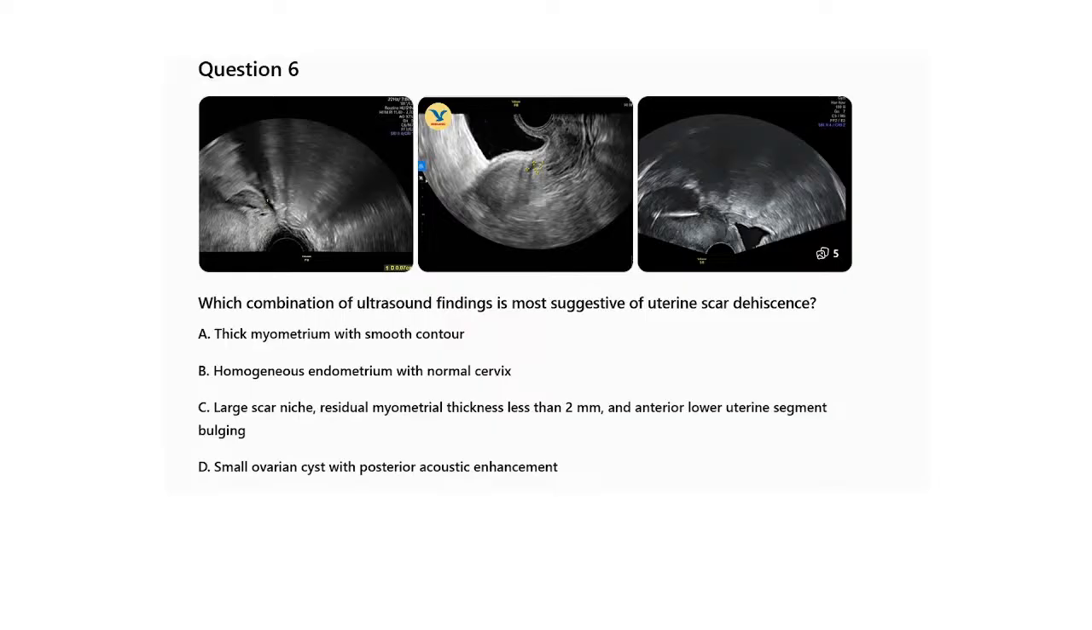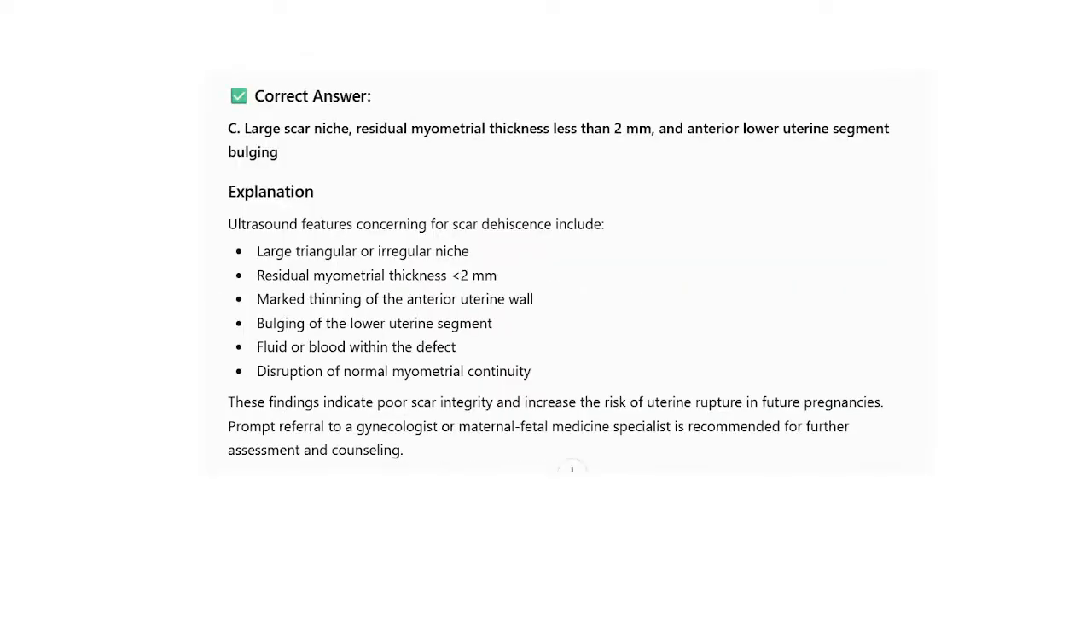Which combination of ultrasound findings is most suggestive of uterine scar dehiscence? A. Thick myometrium with a smooth contour. B. Homogeneous endometrium with normal cervix. C. Large scar niche, residual myometrium thickness less than 2 mm, anterior lower uterine segment bulging. D. Small ovarian cyst with posterior acoustic enhancement. So the correct answer is C.